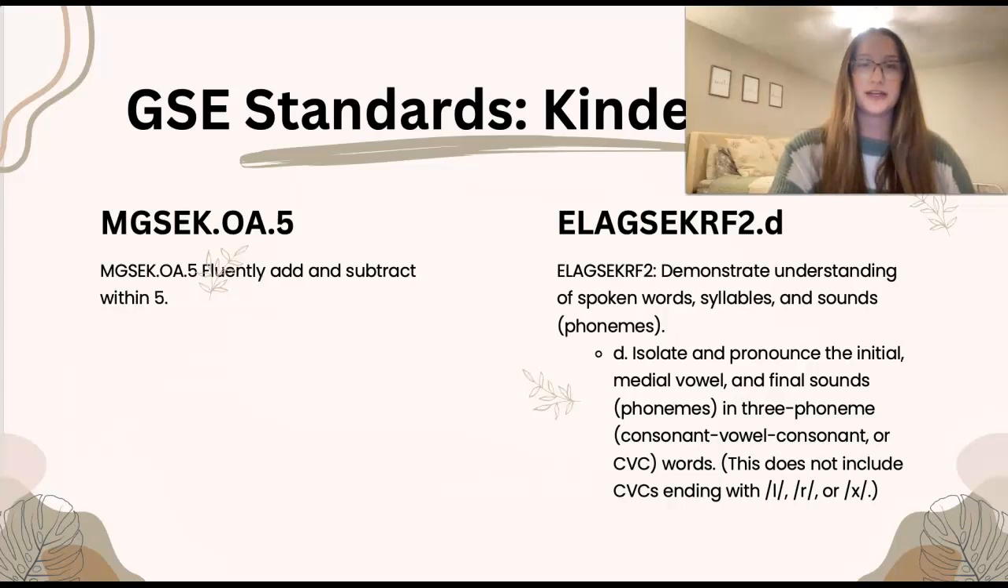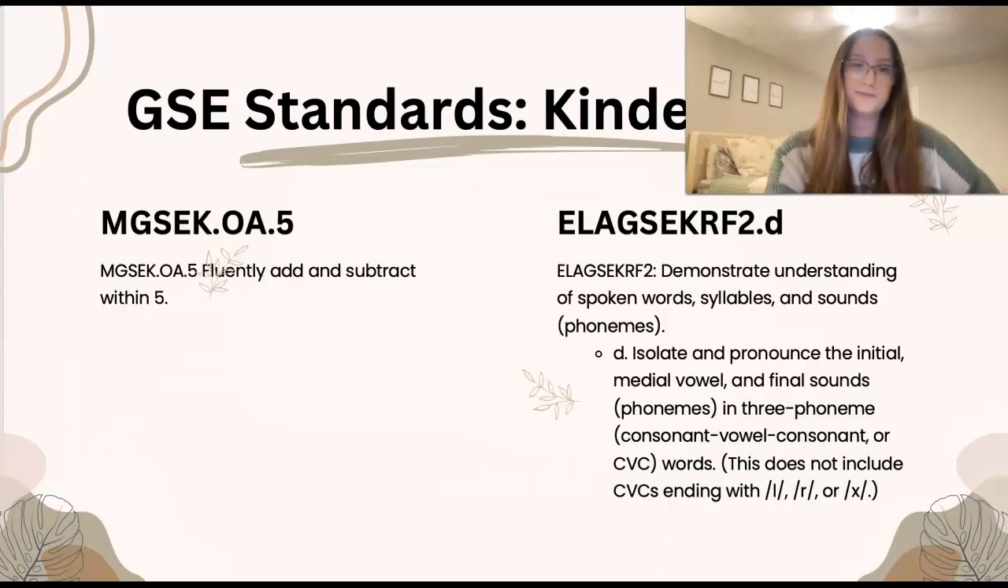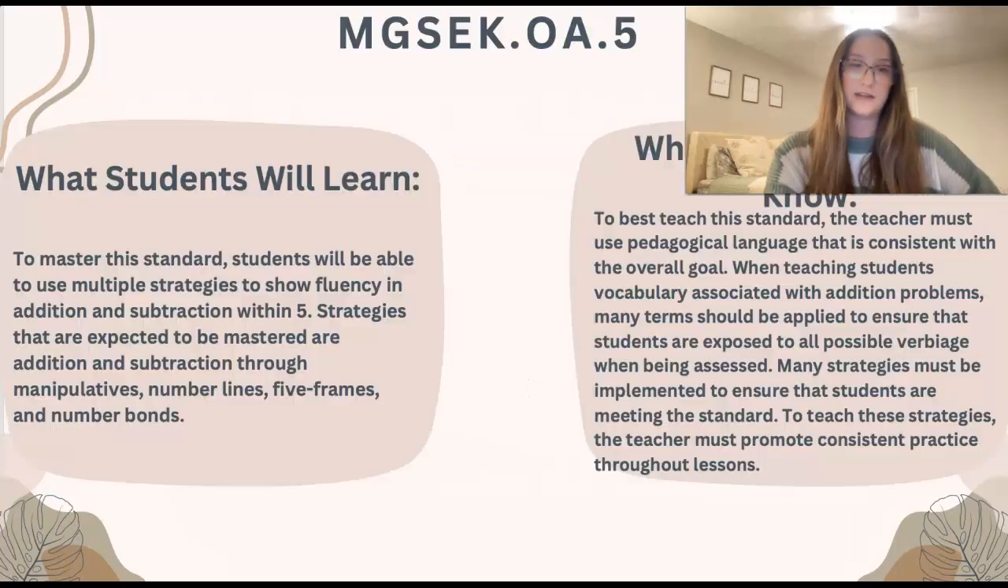So my first standard is a math standard, and it is for students to be able to fluently add and subtract within 5. And then my ELA standard focuses on phonemes, which are sounds in words, and specifically in kindergarten right now, we are focusing on 3 phoneme words, such as consonant, vowel, consonant. And within these standards, I address what students will learn.